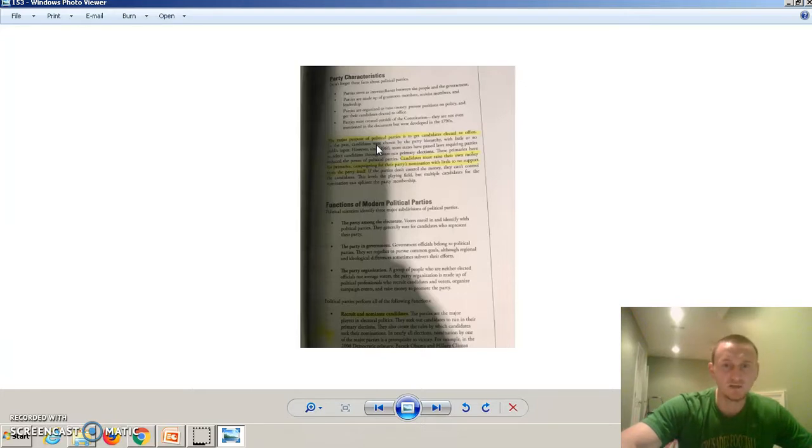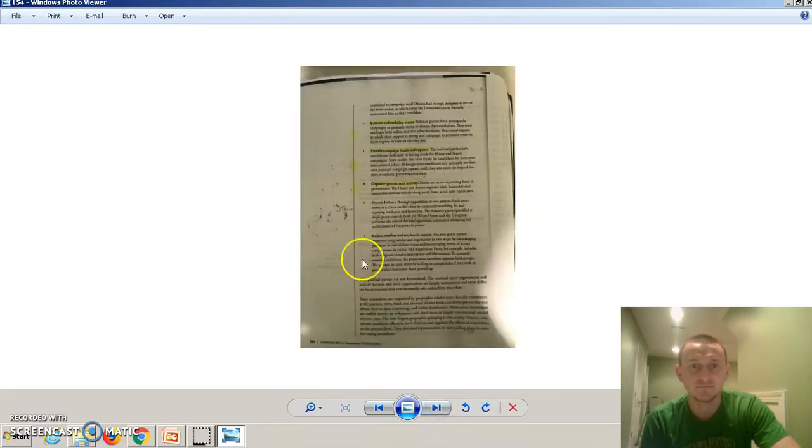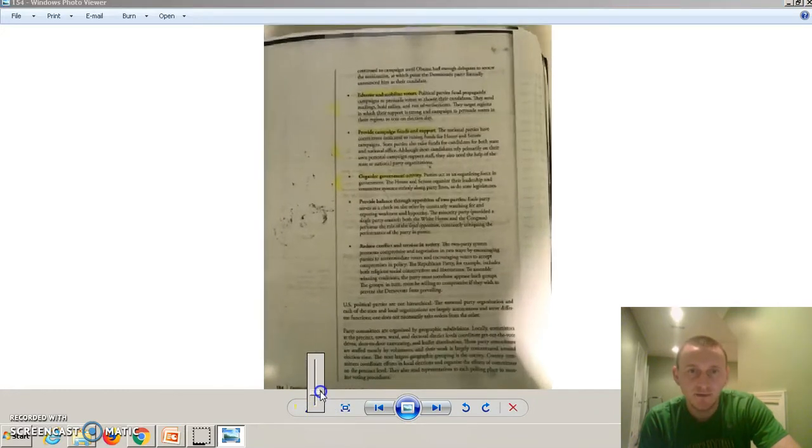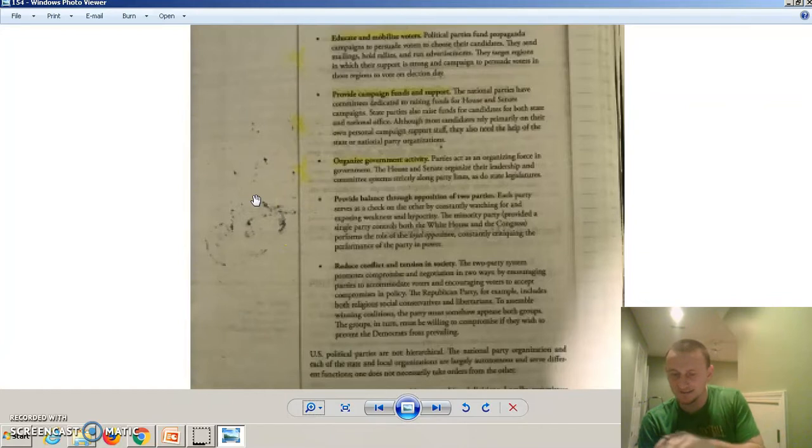The functions of modern political parties. There's different functions. For example, political parties perform all the following functions. For example, recruit and nominate candidates. You can go through this. You should read through this, which is pretty important. They educate. They provide financial support, funds. They organize the government activities, and so on. Make sure you have highlighted what I have highlighted. Hint, hint. Make sure you go through this.